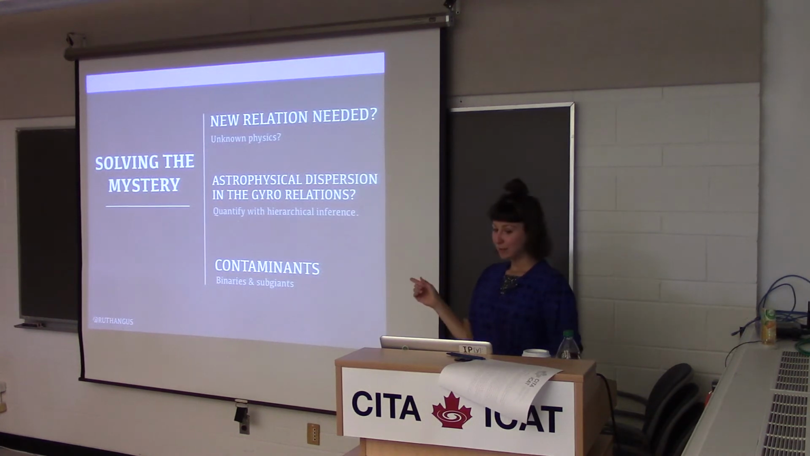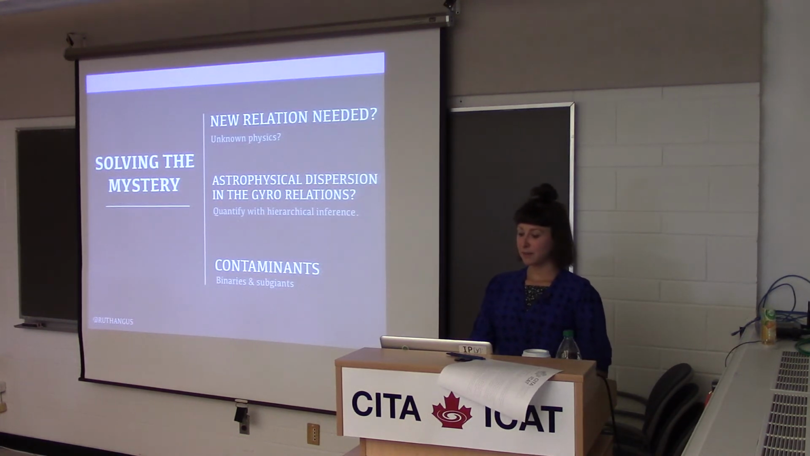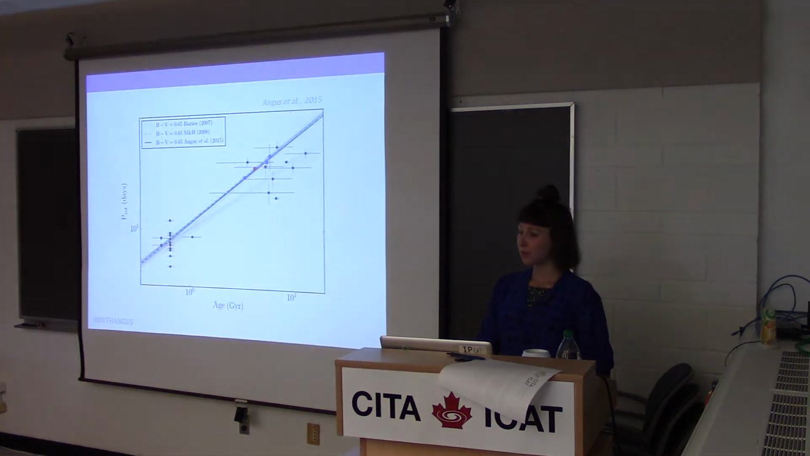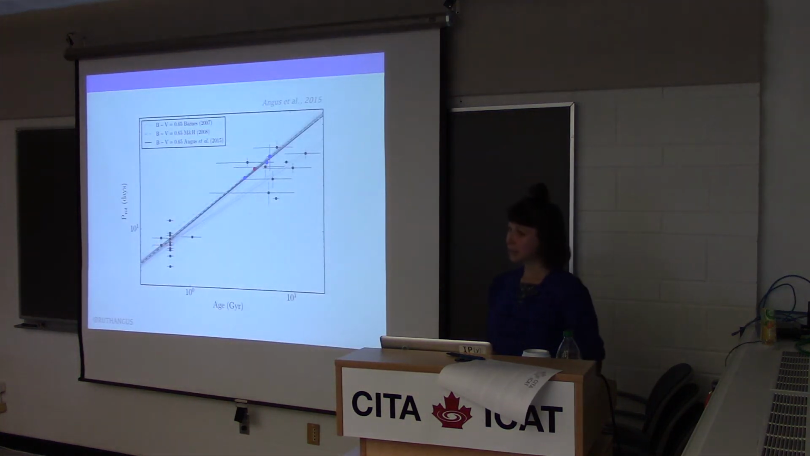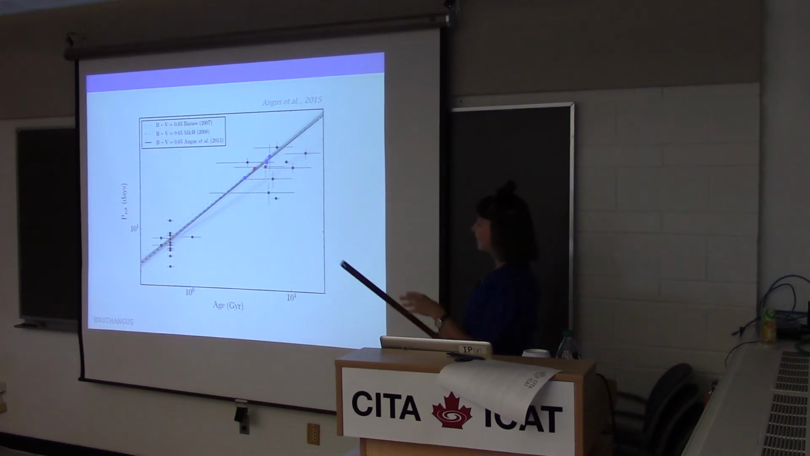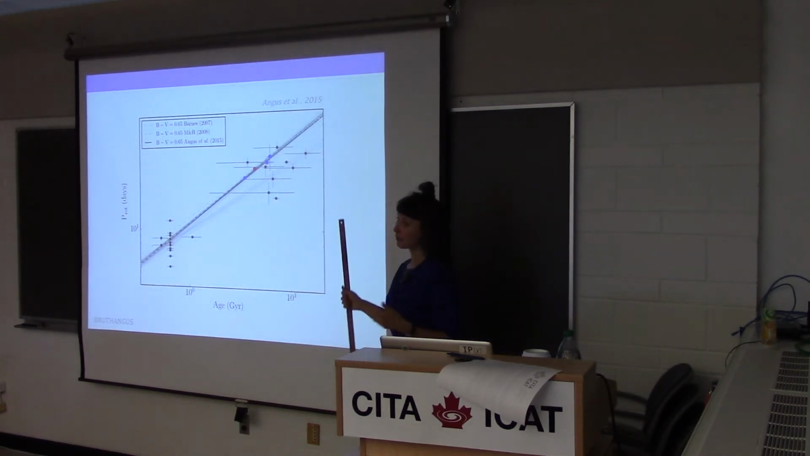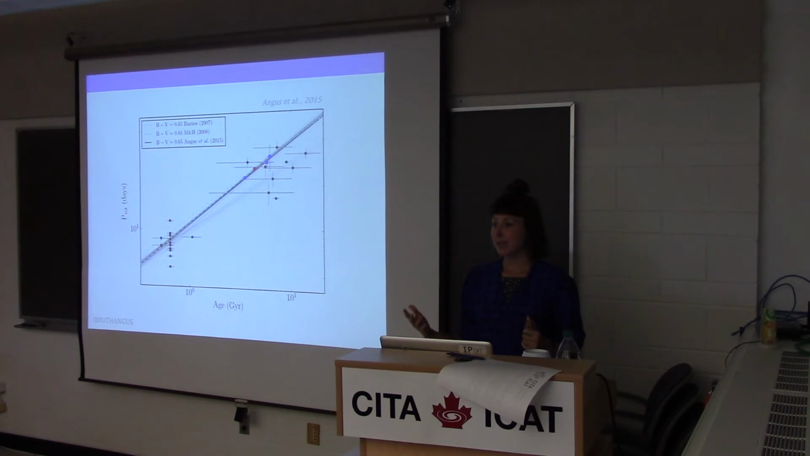And the last point I have on this slide, binaries and subgiants. We've done our best to make sure that we're not being contaminated by subgiants. It's possible that there is some binary contamination. This star could be a binary, for example. However, given the expected rate of binarity, you wouldn't expect all of those stars to be binaries. So I don't think that's a good explanation for what's going on.